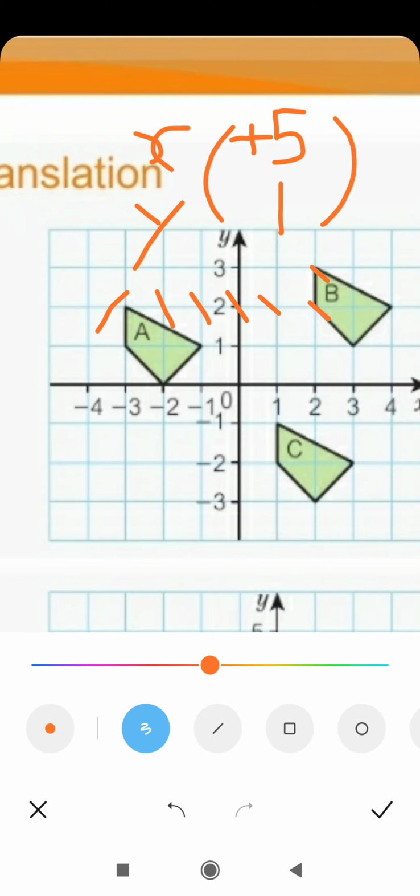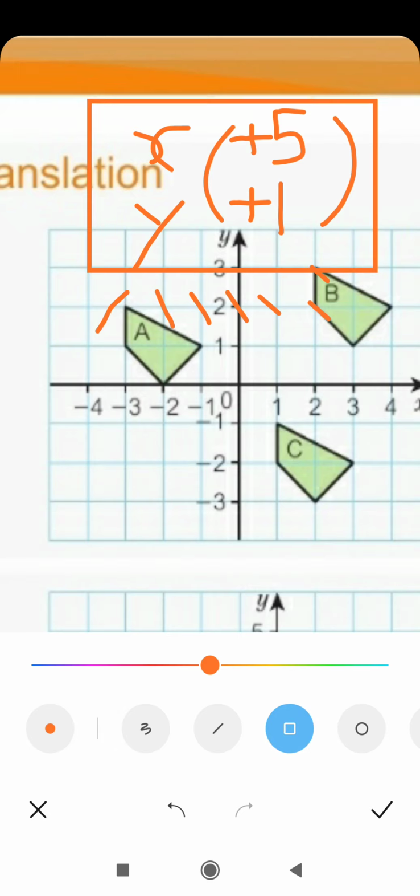And the y, what happened when we moved on the y-axis? We moved to the positive side. So we write positive next to the y. So, yes, this vector describes this translation. This is what happened to A and B, okay? That's it. Now, let's talk about the other question, okay? Let's talk about the other question.